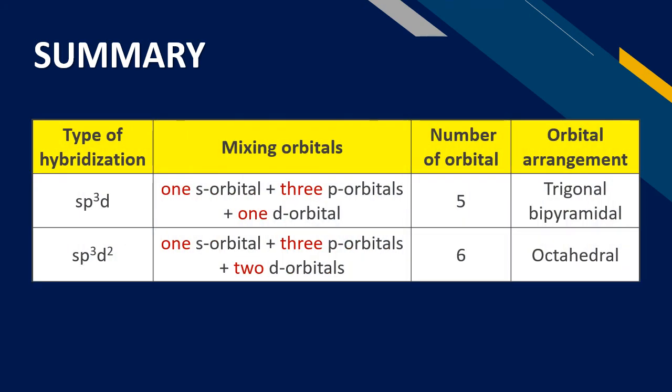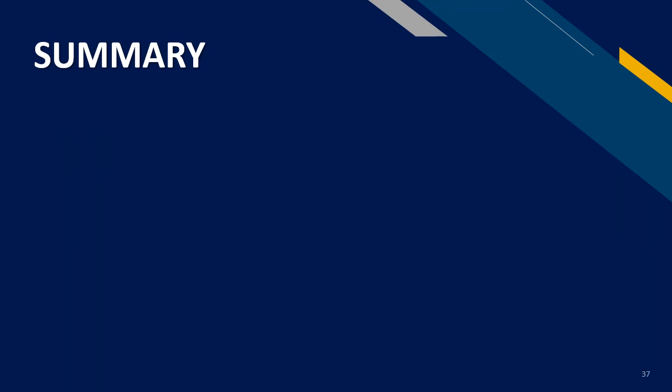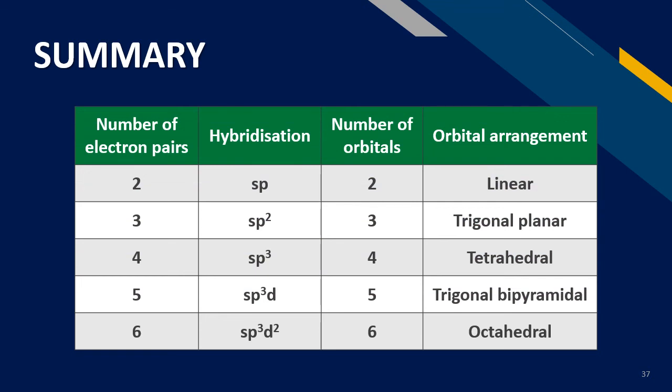From this lesson, we can summarize that by mixing 1 s orbital, 3 p orbitals, and 1 d orbital, we produce 5 sp³d hybrid orbitals. These orbitals are arranged in trigonal bipyramidal. Mixing 1 s orbital, 3 p orbitals, and 2 d orbitals, we produce 6 sp³d² hybrid orbitals, and they are arranged in octahedral. You can also refer to this table to summarize all types of hybridization that we have learned in this topic.